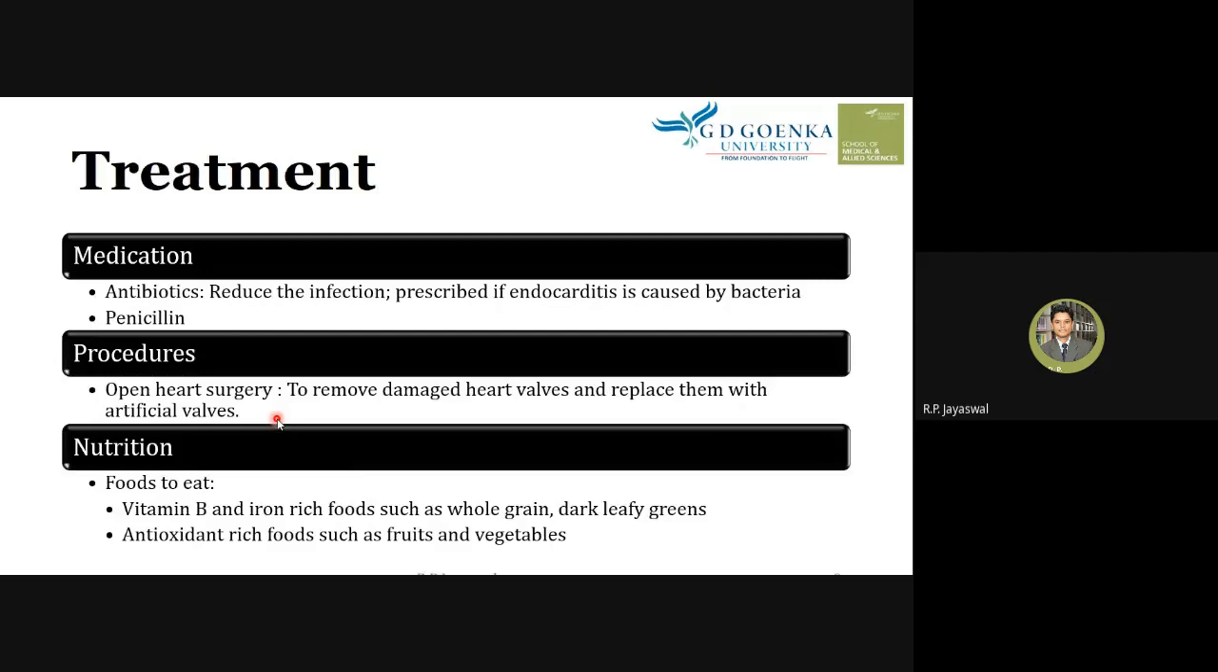iron, vitamin B12, and also food rich in antioxidants, so that these foods can increase the immunity of the person, so that the immunity can fight against the bacteria, and the patient can be protected from endocarditis. So we have come to the end of the slide.